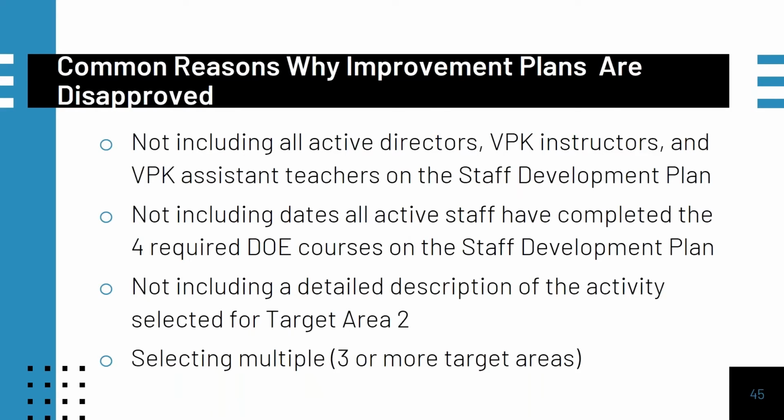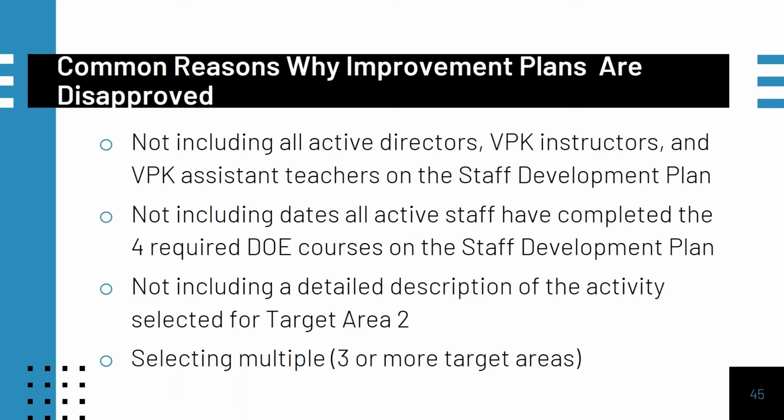And then if you don't include a detailed description of the activity selected for target area 2, so Stephanie gave you 2 examples of some detailed descriptions. The first for social emotional and the second for family involvement. So as you can hear by that description, it was specific, it was detailed, and said exactly how those activities are going to be implemented. That's what we're looking for.